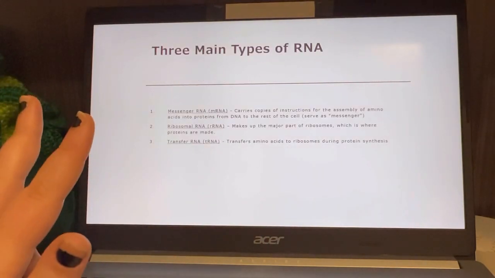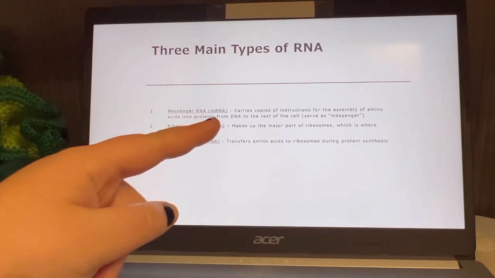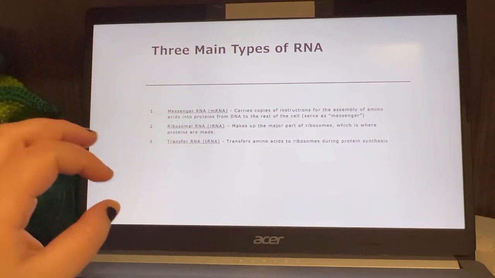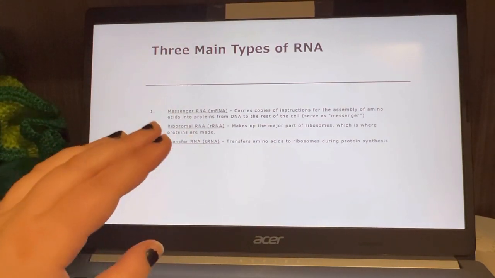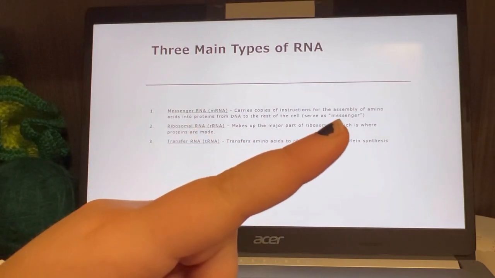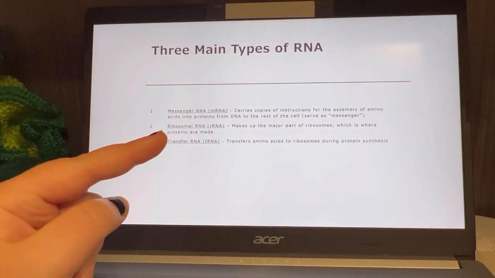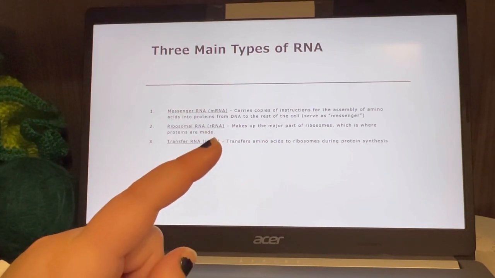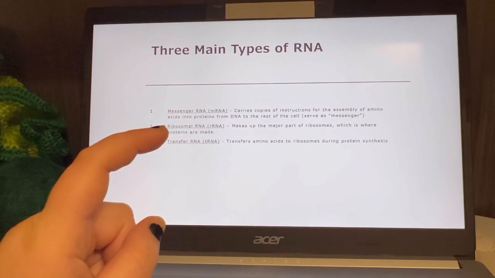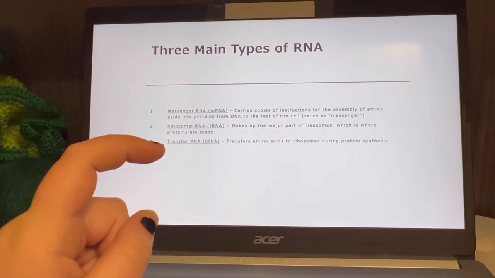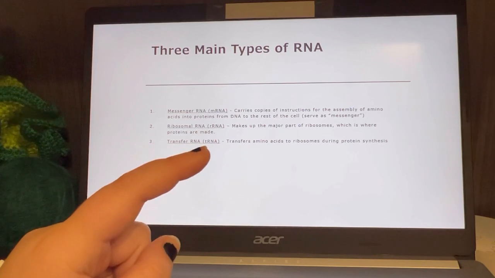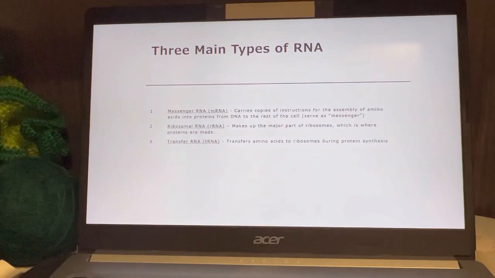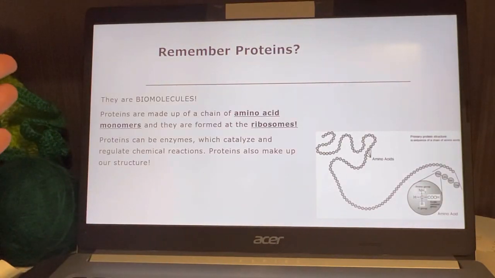We have three main types of RNA. Messenger RNA, small m, mRNA, carries copies of instructions for the assembly of amino acids into proteins from DNA to the rest of the cell. It's called mRNA because it is a messenger. Then we have ribosomal RNA, or rRNA, which makes up a major part of the ribosomes, where proteins are made. That is the only place you will find rRNA, in a ribosome. And last but not least is transfer RNA, or tRNA. It transfers amino acids to ribosomes during protein synthesis. Alright, proteins.